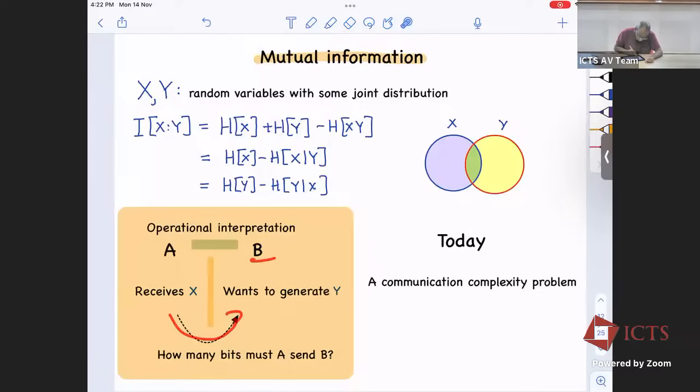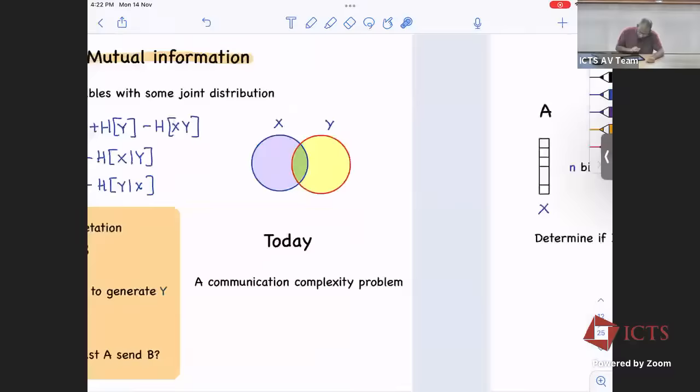If X and Y were independent, Alice has received a value of X. She wants Bob to generate Y. Bob says, don't tell me anything. My Y is supposed to be anyway independent of X. I can generate it myself. I don't need to know your value of X for me to be able to generate Y, because Y is independent of X. So in that case, the amount of transmission will be zero. This works for other examples, but never mind.